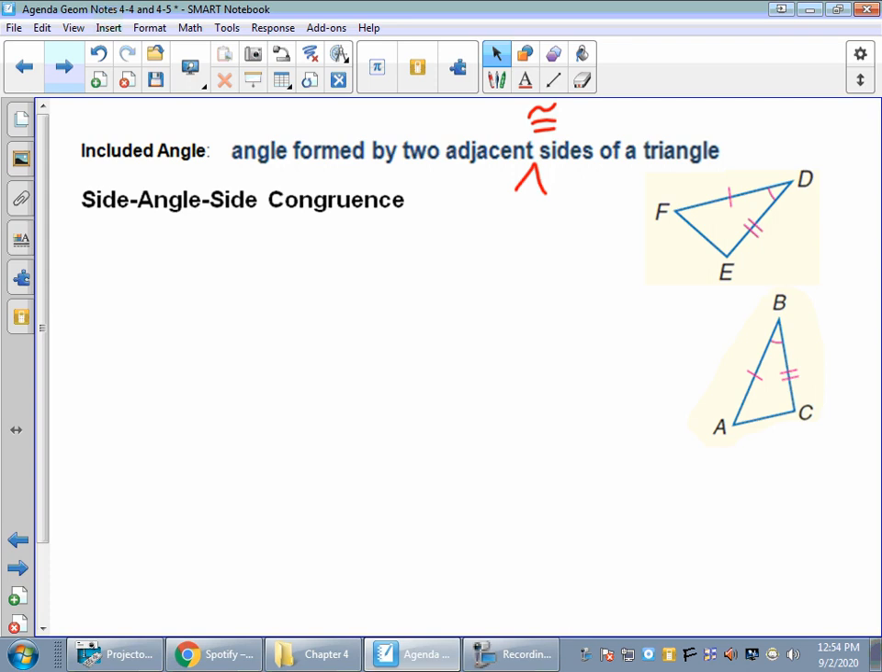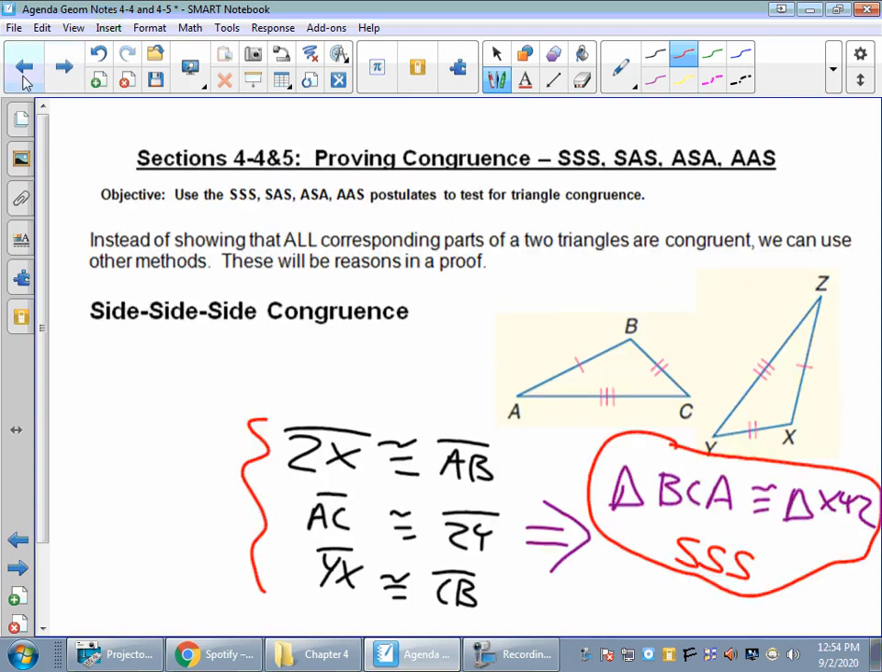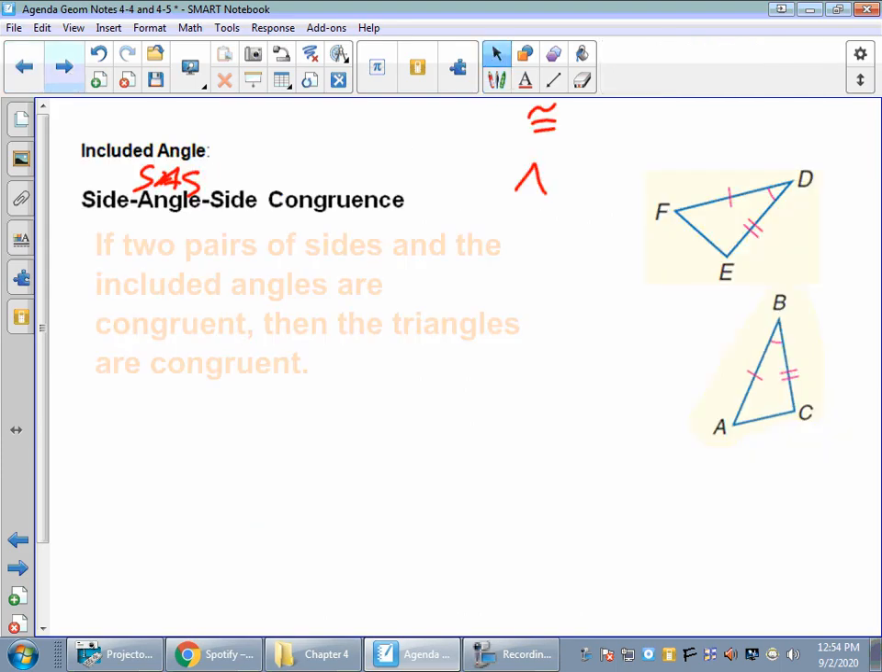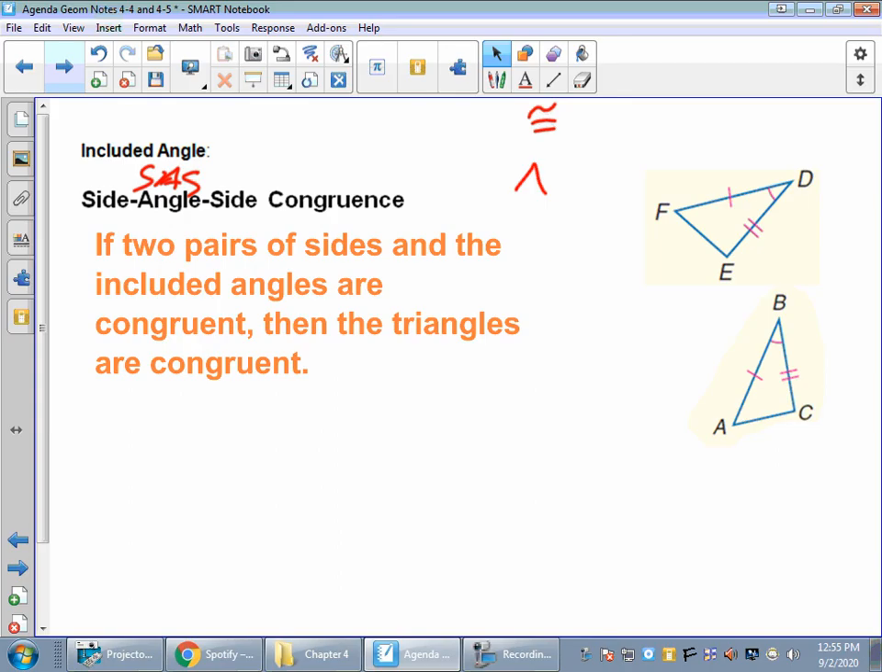So side, angle, side congruence, you can rename it SAS, just like over here you could rename this one SSS. What is side, angle, side congruence? If two pairs of sides and the included angles are congruent, then the triangles are congruent. So you've got two pairs of sides and the included angle that have to be congruent.